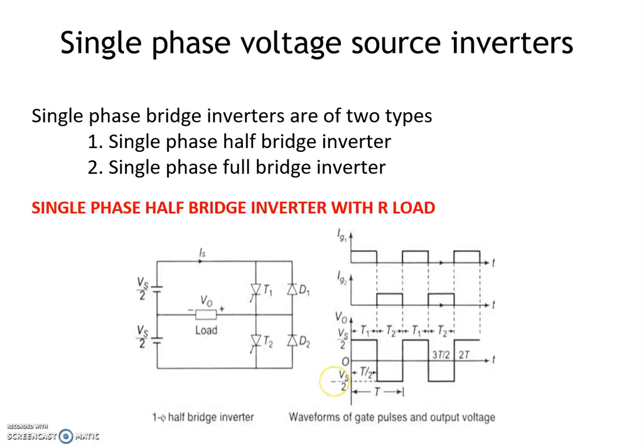This is about the single phase half bridge inverter with the resistive load. Here we are employing forced commutation for the thyristors T1 and T2. We can vary the total time period by varying the turn on and turn off times of T1 and T2. By varying the turn on and turn off times of thyristors T1 and T2, we can vary the time period as well as the frequency of the output voltage.